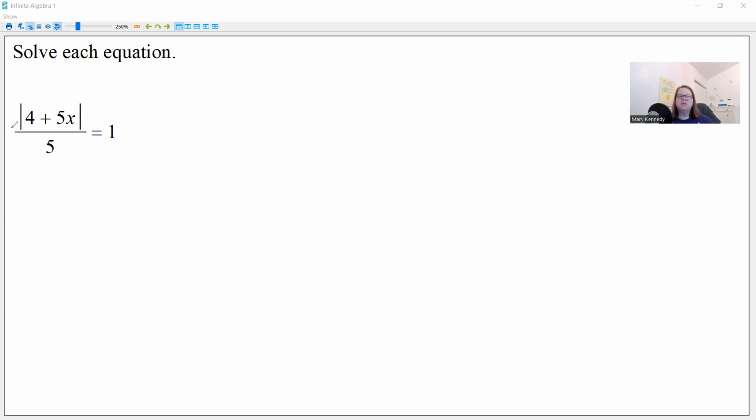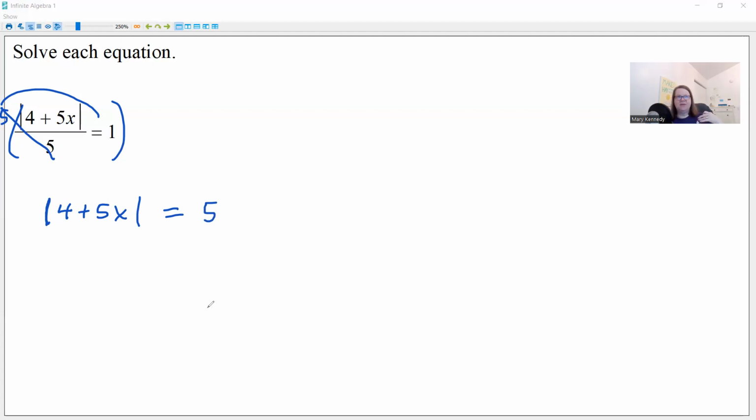We're going to multiply both sides by 5. So we're essentially distributing by 5. So on the left side, the 5's cancel. That's the reason we did that, was so that we could get rid of that divide by 5. So we have the absolute value of 4 plus 5x, still absolute value symbols, equals, and then we have 5 times 1 on the other side, which is 5.